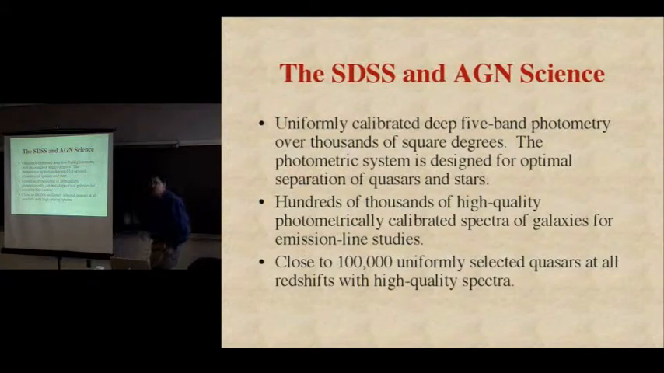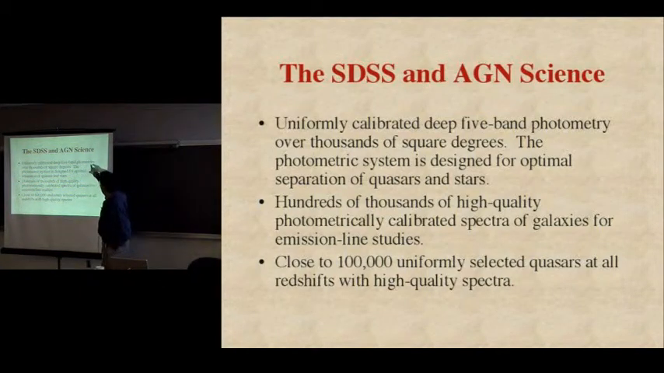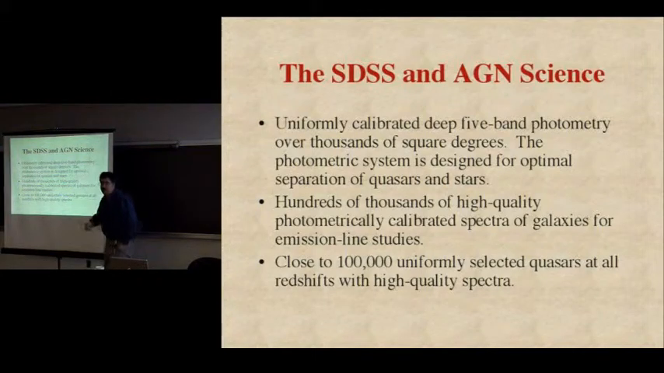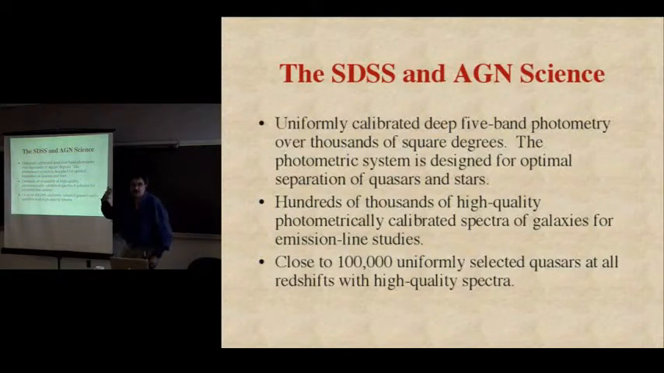So what is it about SDSS that makes it good for studying AGN? Well, as I said, we have 5-band photometry, very uniformly calibrated over about 10,000 square degrees, just a shade under 10,000 square degrees. And as we'll see in just a bit, the photometric system is really optimal for separating quasars, which appear point-like, and stars, which of course are much, much more common. And we'll see how that separation happens in just a bit.